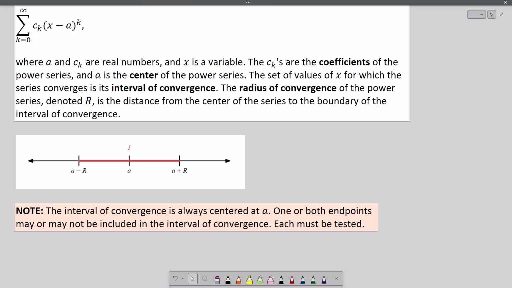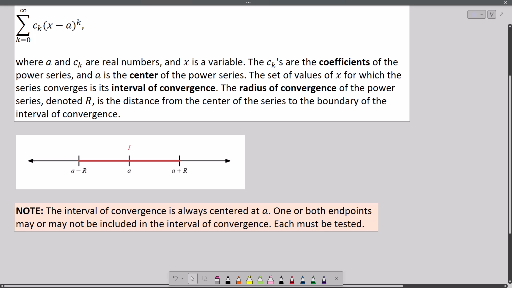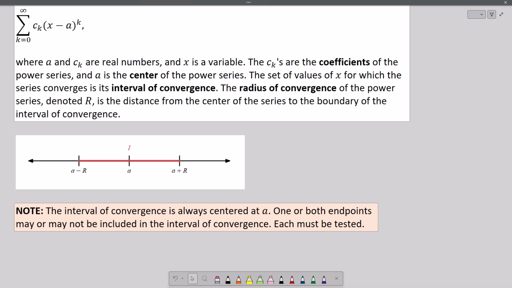With a power series centered at A, the x's that cause convergence are going to be symmetric about that center, always. We're going to call that the interval of convergence. Capital R is going to be called the radius of convergence. So we're going to go R to the right and R to the left of the center.